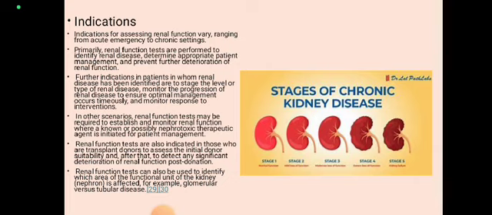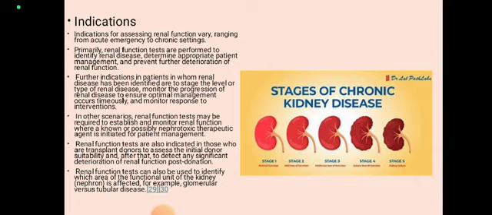In other scenarios, renal function tests may be required to establish and monitor renal function where a known or possibly nephrotoxic therapeutic agent is initiated for patient management. Renal function tests are also indicated in transplant donors to assess the initial donor suitability, and after that to detect any significant deterioration of renal function post donation. Renal function tests can also be used to identify which area or functional unit of the kidney, that is the nephron, is affected. For example, glomerular versus tubular disease.